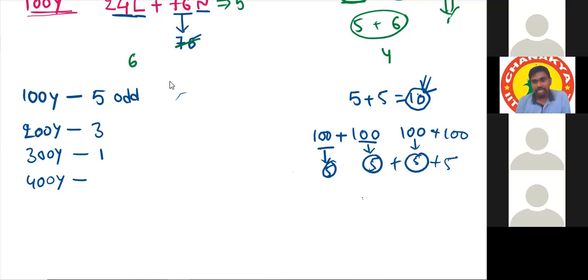But in the next 100 years, the 400th year is a leap year, correct? Yes, sir. Because the 100th, 200th and 300th years are not leap years, we have considered only 24 leap years. But 400 is a leap year, so we have to take one more day extra. So it will be 5 plus 5 plus 5 is 15, 15 plus 6 is 21.